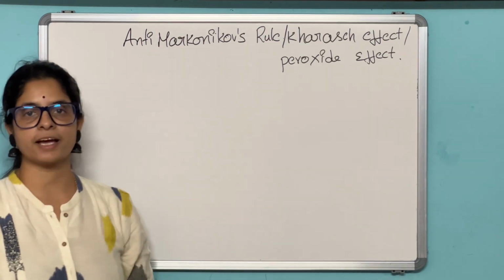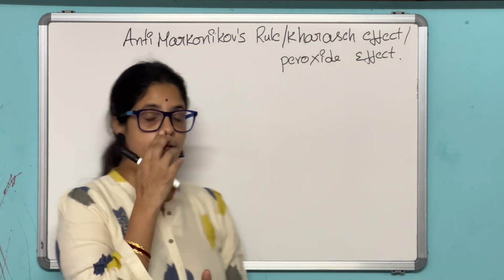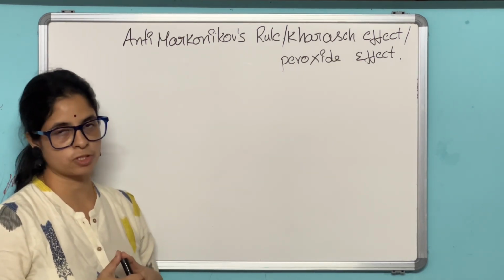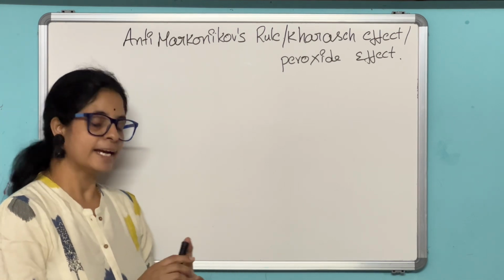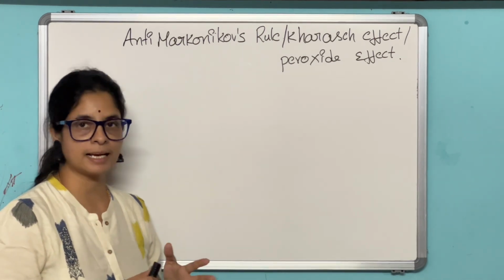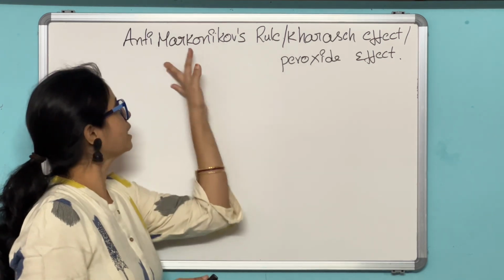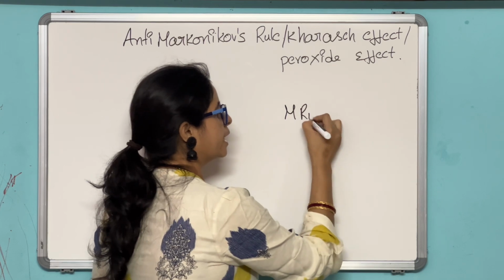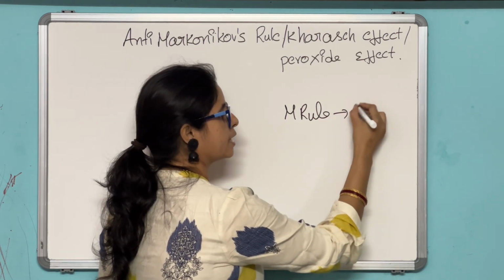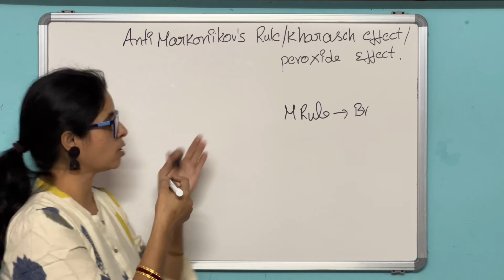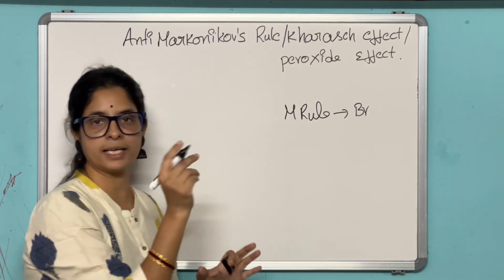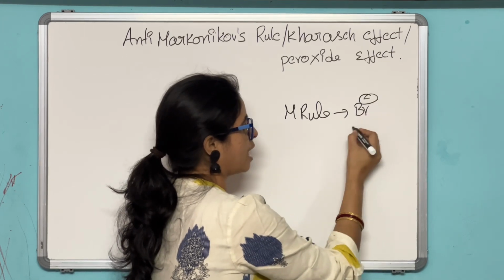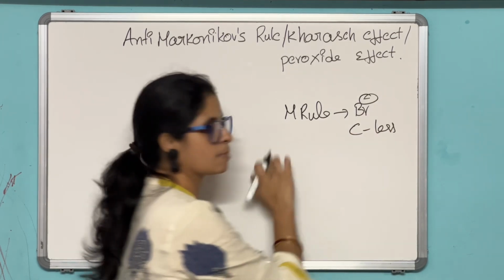In the last class we have discussed what is Markovnikov's addition. Addition of HBr to unsymmetrical alkene takes place through Markovnikov's rule. So what is Markovnikov's rule? Negative part added to the carbon containing less number of hydrogen. So what is anti-Markovnikov's rule? Peroxide effect takes place only in the case of HBr. So the negative part added to the carbon with less number of hydrogen, that is Markovnikov's rule.